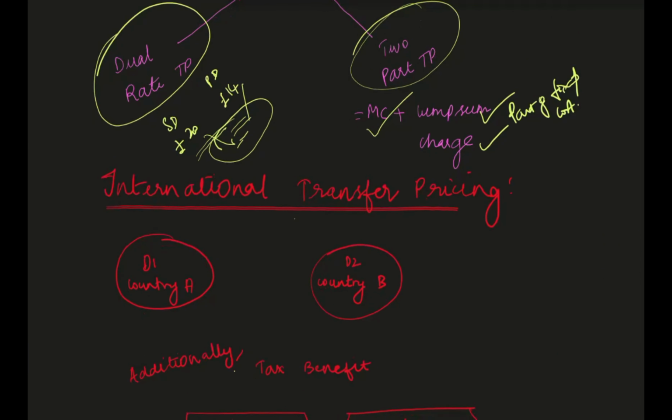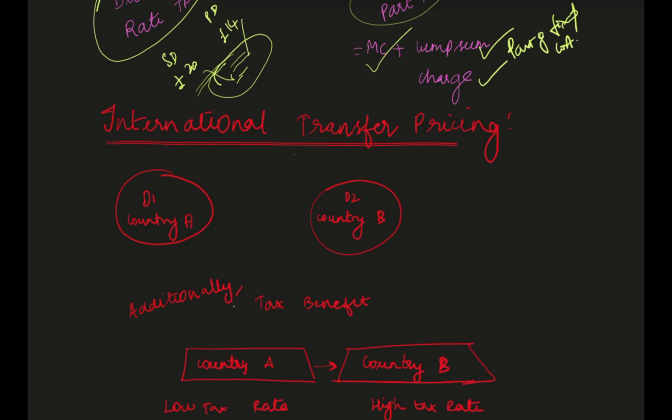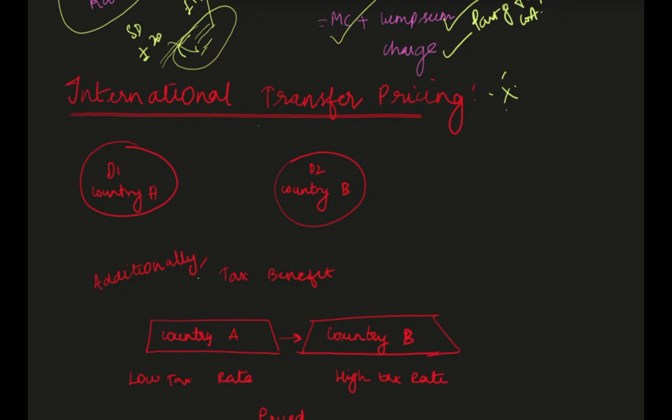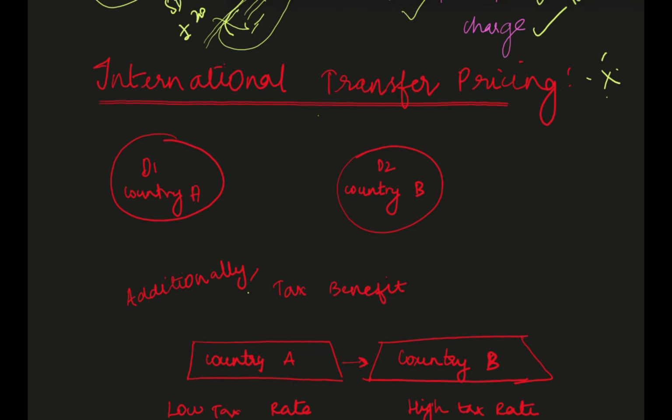And finally, the last concept we have is international transfer pricing, which is also very, very important, and also very easy to understand. Here, instead of the divisions being in the same country, one division will be in one country and the second division will be in another country. So all the problems and all the benefits that we get in divisional transfer pricing also apply here. Additionally, we will have a tax benefit.